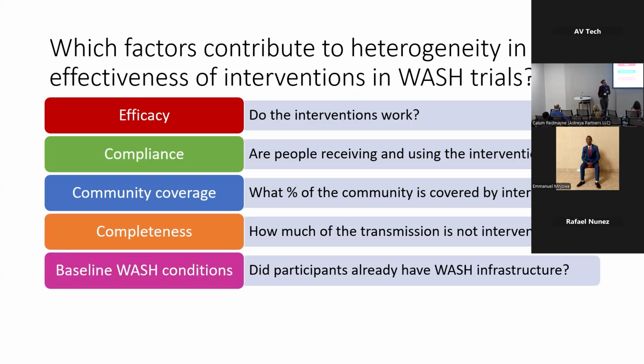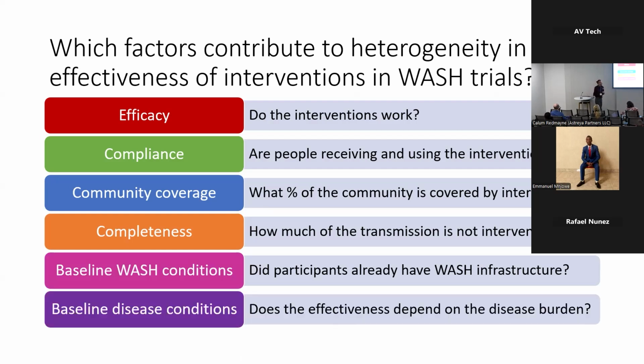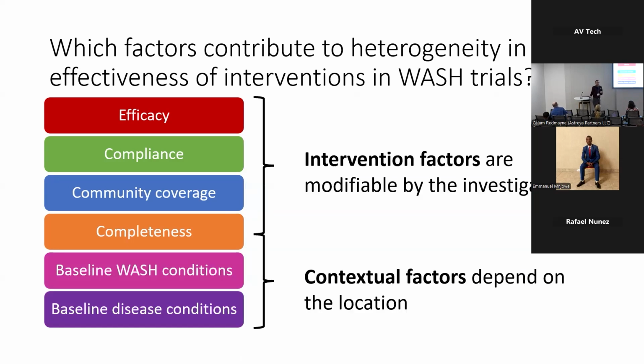We also have contextual factors like the base WASH condition. Did participants already have baseline WASH infrastructure, so that the new intervention is not a huge increase? And then how much do the baseline disease conditions affect this? What is the prevalence of diarrhea at the site? Does the effectiveness depend on the disease burden? So we're probably going to think about the top three as intervention factors, which are at least somewhat modifiable by the investigators. The bottom two are contextual factors that really depend on the location. And completeness is somewhere in between, where it's a little bit modifiable and a little bit dependent on the location.